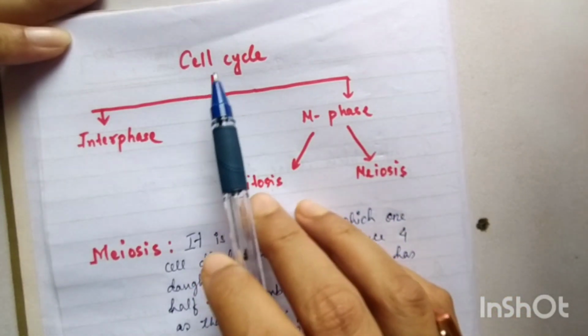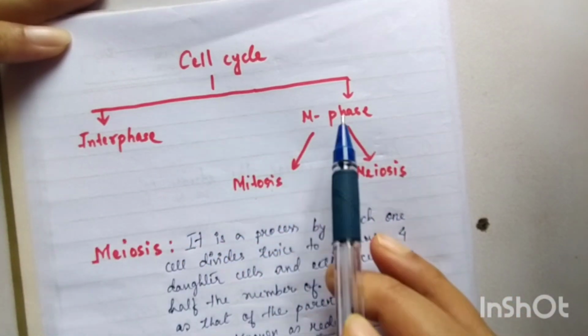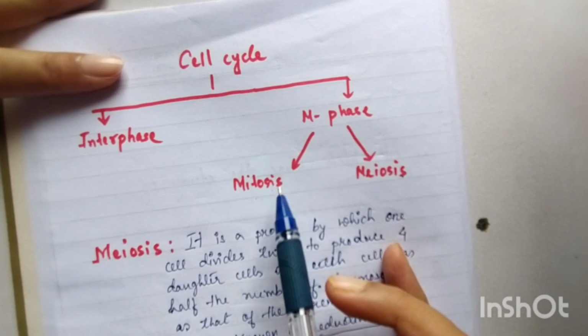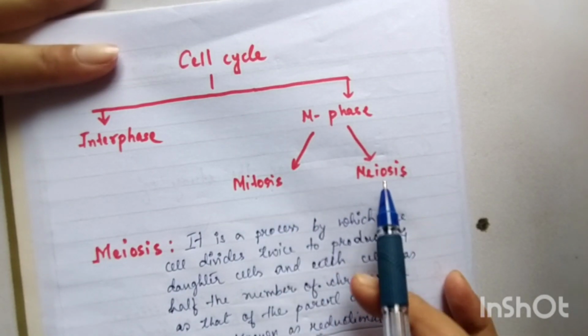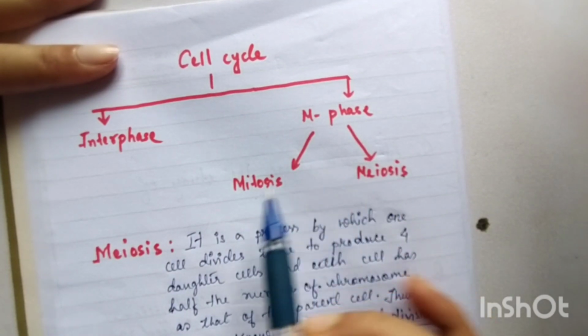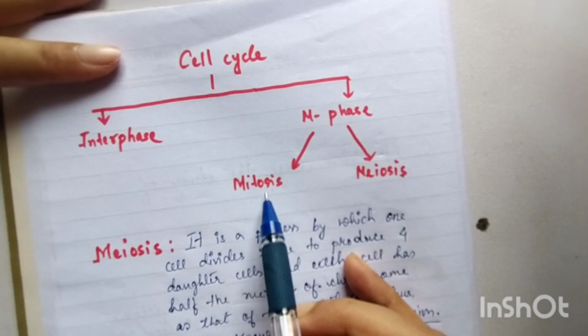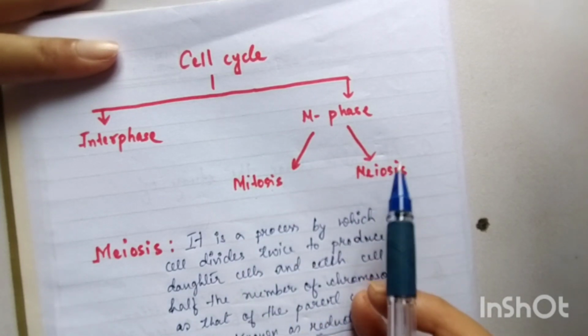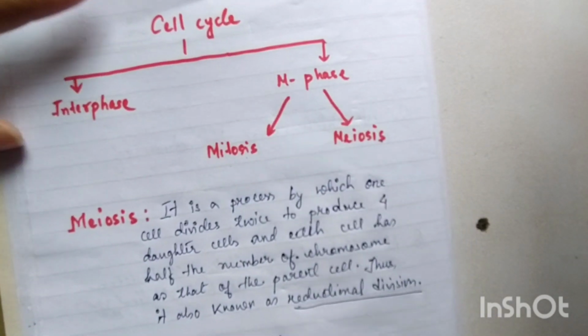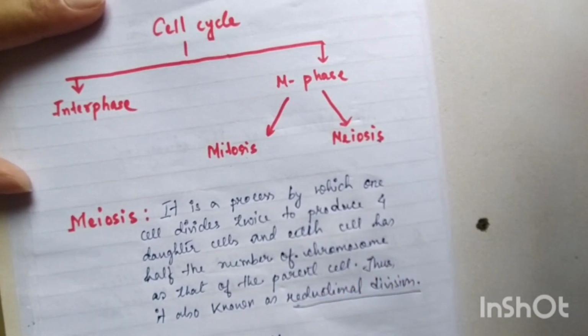We know that the cell cycle comprises interphase and M phase, and in the M phase either mitosis will take place or meiosis will take place. In my previous video I discussed mitosis, and today I'll be discussing meiosis. So now let's see what actually the process of meiosis is.